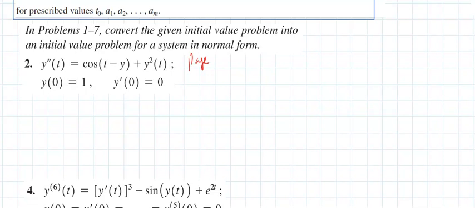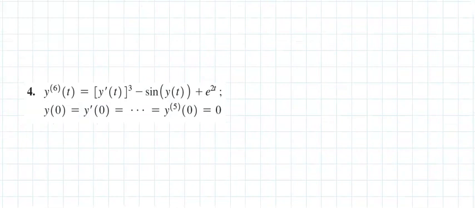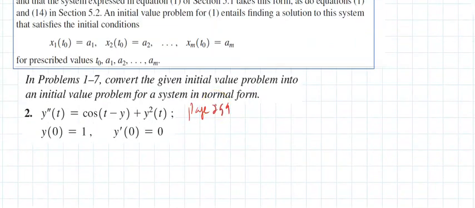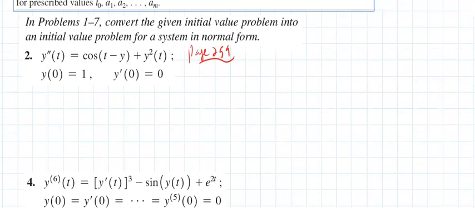So this is on page 259. So the idea is fairly simple, but it allows you to solve higher order, second, third, fourth, fifth order, and so on and so forth. These things are very useful.